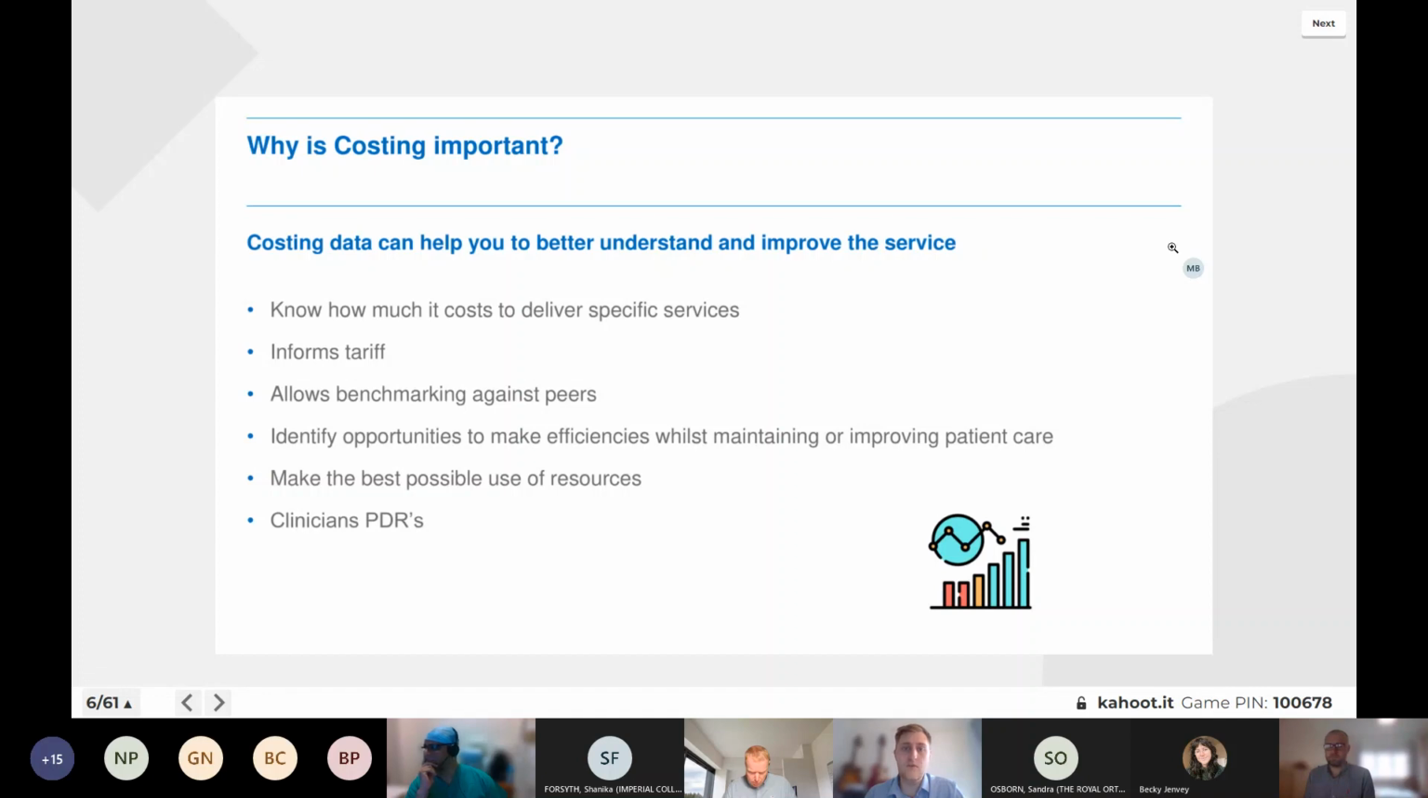We want to use this wealth of information to maximise value for money and make the best possible use of resources, improve patient care and the patient experience. It's also important because this is the information that NHS England Improvement use to set tariff. Our income is therefore based on the results of this data. It can also be used by end users like yourselves as evidence in PDRs, especially if you've used it to make a change to practice.